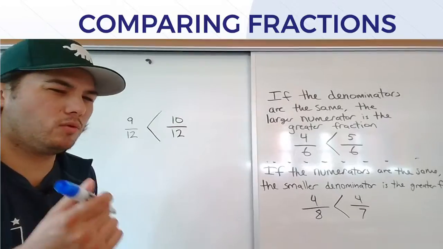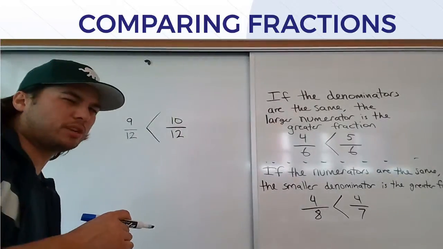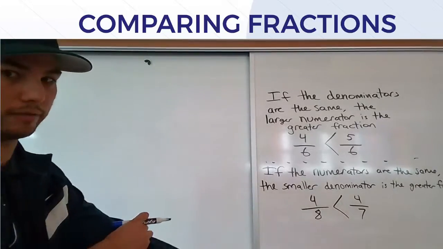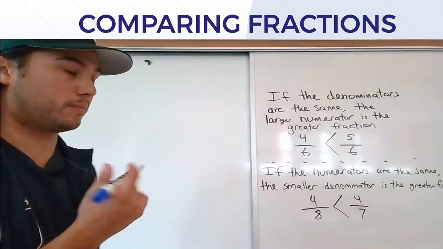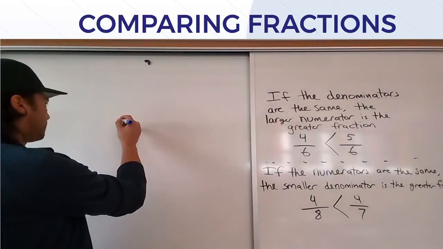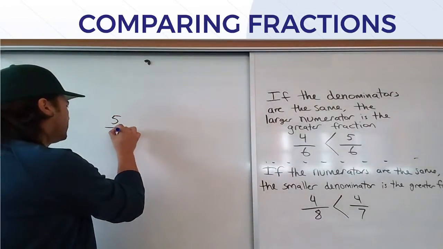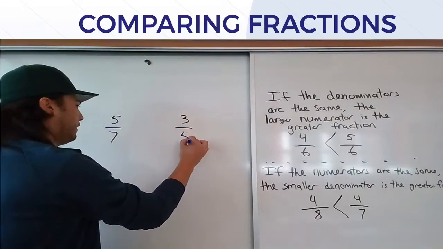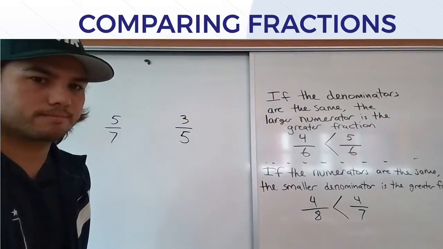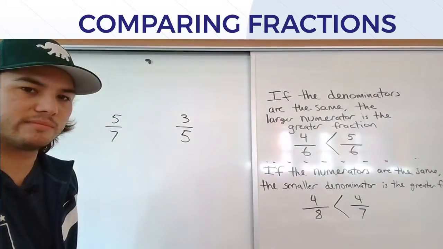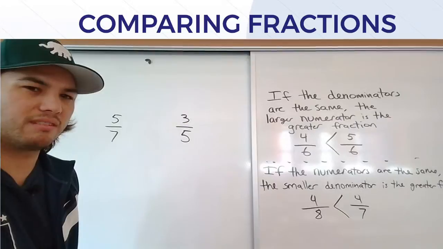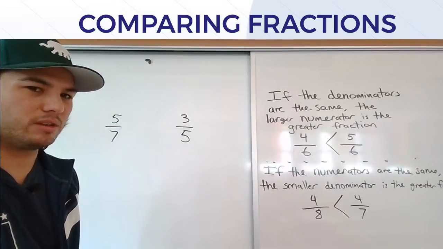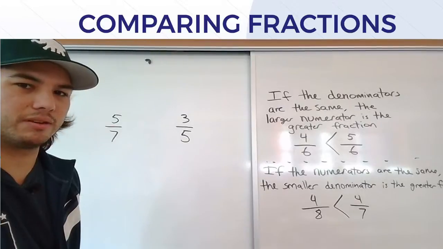Every once in a while, I'll give you one that I'm pretty sure I didn't put on the exit ticket, but you might encounter it later. So this is just kind of a preview. Just watch this one. What if you had something like 5/7 or 3/5? Right? You're like, well, 5 and 3 aren't in the same multiplication family, and neither are 7 and 5, so what the heck do I do now?